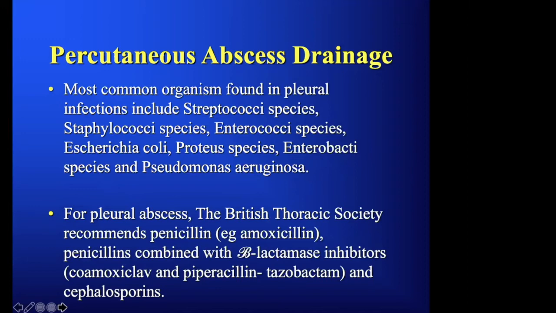So the most common organisms, when we start with the pleural infections, like the abscesses in the chest, include streptococcus, staphylococcus, E. coli, proteus, enterobacteria, and pseudomonas. So the British Thoracic Society has recommended that for these patients, you can use penicillin, for example amoxicillin, or penicillin combined with beta-lactamase inhibitors like co-amoxiclav or piperacillin tazobactam, and also some people use cephalosporins.